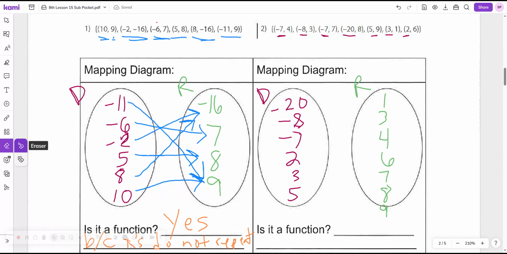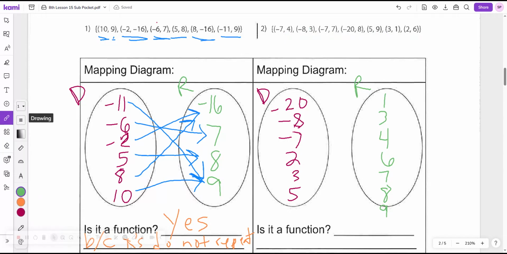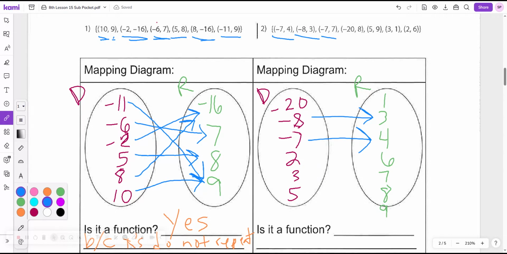All right, I'm just going to erase this so I can read this better when I draw my arrows. All right, here we go. I'm going to do this in blue. And again, all you're going to do is draw an arrow for the input to the output. So negative 7 gives out a 4. Negative 8 gives out a 3. I like it when they're right next to each other. Negative 7 gives out a 7.